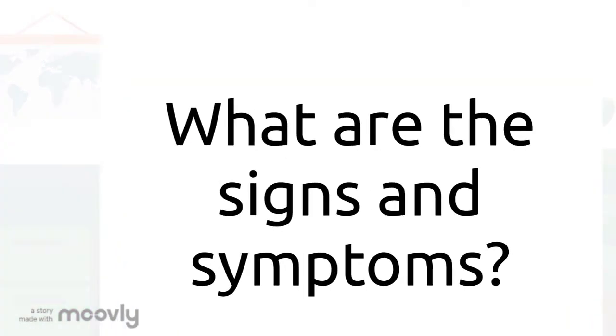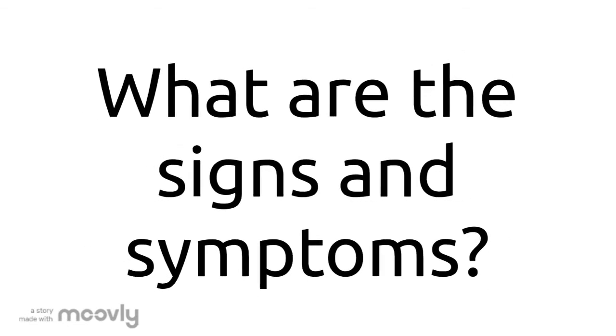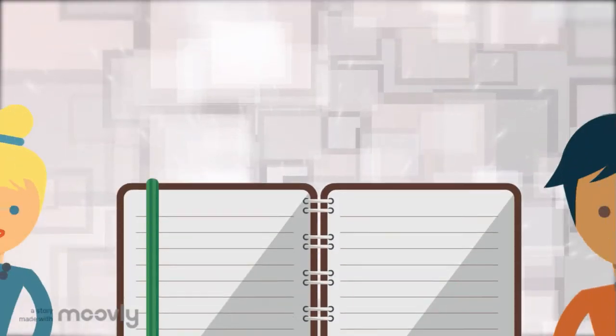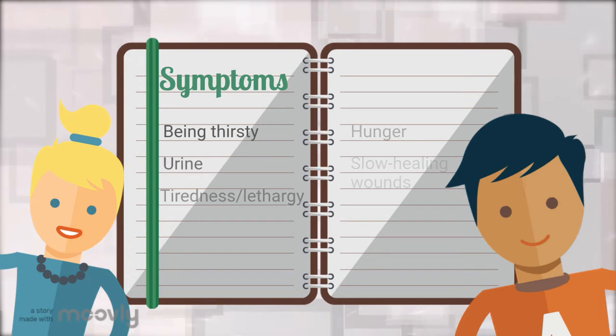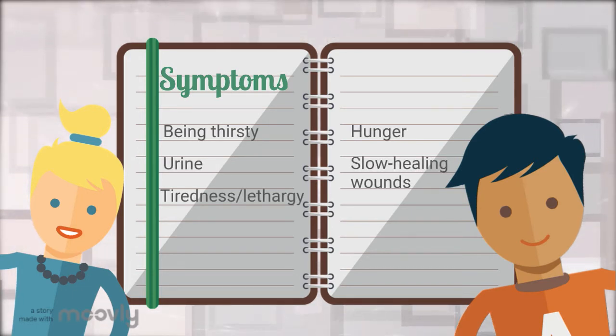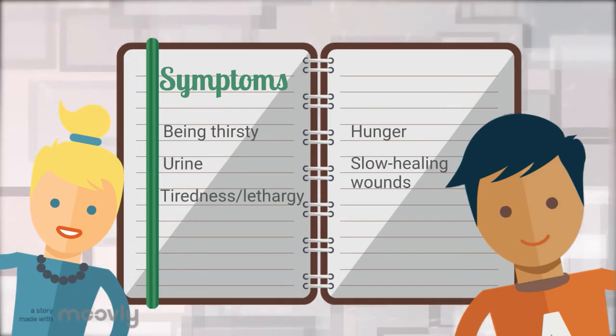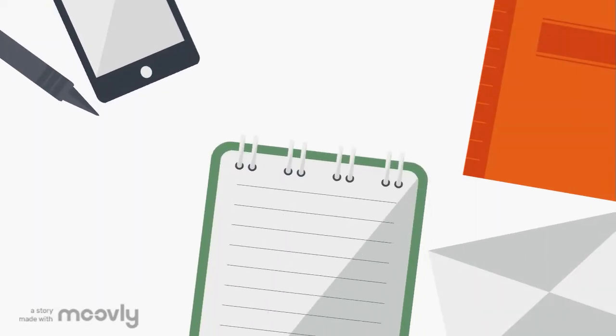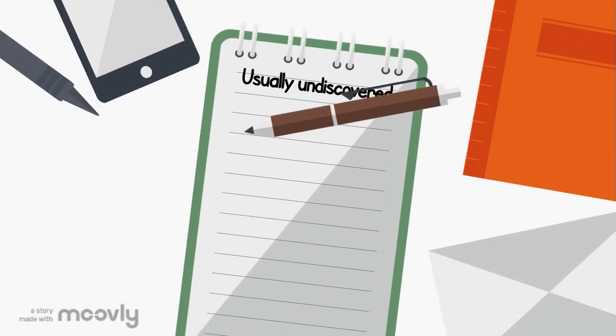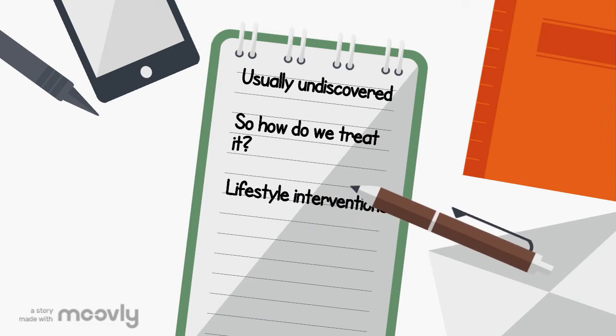These long-term effects lead to a set of signs and symptoms that can be quite distinct, including being excessively thirsty, passing more urine, feeling tired and lethargic, always feeling hungry, and having cuts that heal slowly. Despite this, it is recognised that these symptoms are quite mild and may go undiscovered for years. Only when undergoing routine medical checkups or screening tests is type 2 diabetes usually discovered.